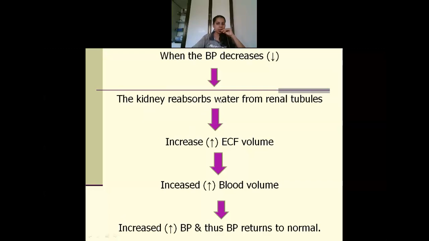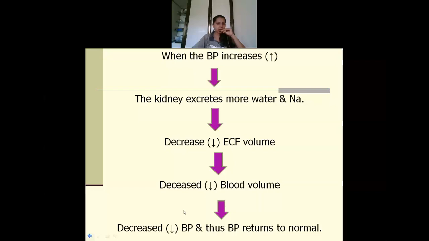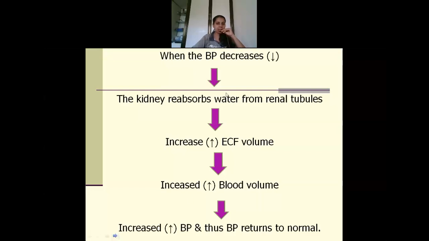Now next, what happens when the BP decreases? We have seen what happens when the BP increased. Now just the opposite happens when the BP decreases. When the BP decreases, the sodium and water will not be excreted. Instead, what will happen? The kidney will reabsorb the water.